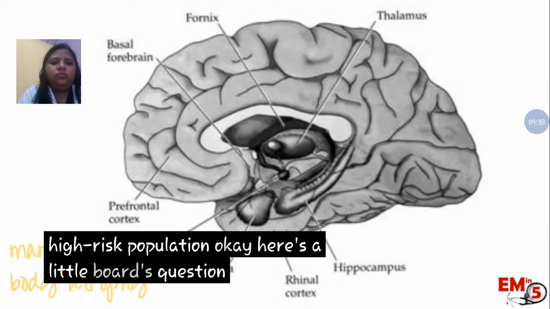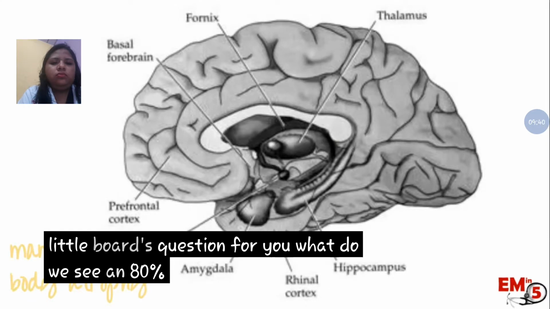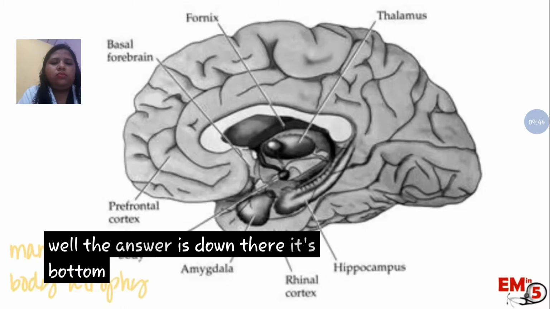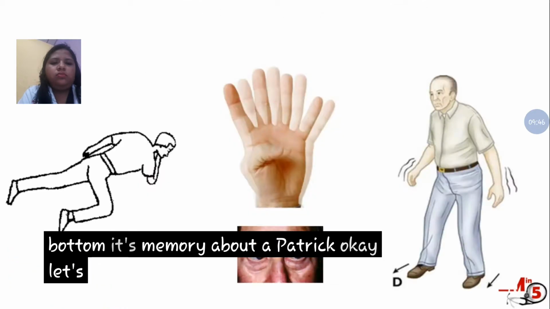Okay, here's a little boards question for you. What do we see in 80% of brains on autopsy? Good, well the answer is down there at the bottom. It's mammillary body atrophy. Okay, let's talk symptoms.